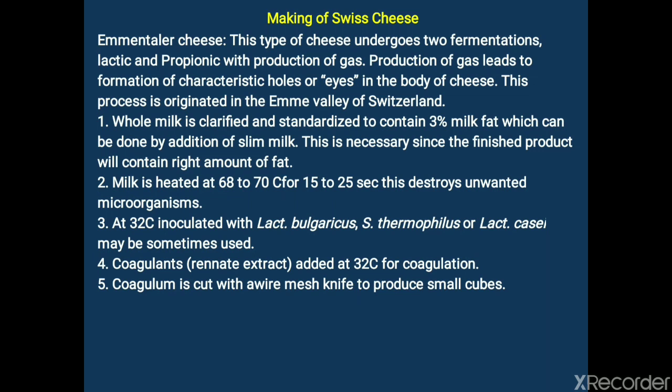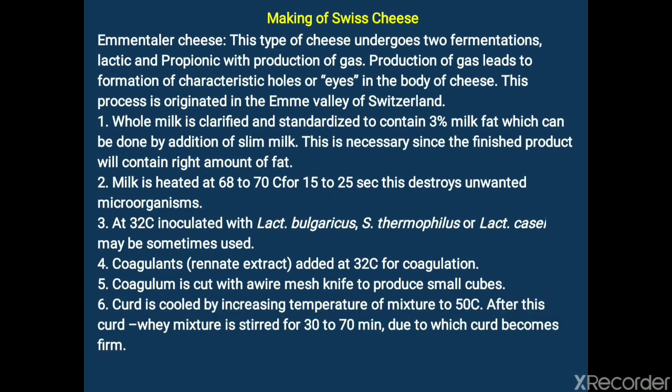Then the coagulum is formed, which is cut with wire mesh or knife to produce small cubes. This facilitates the release of the water part, that is whey. The curd is heated to 50 degrees Celsius. After this, the curd whey mixture is stirred for 30 to 70 minutes, due to which the curd becomes firm.